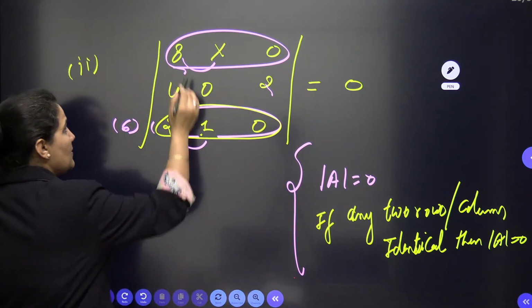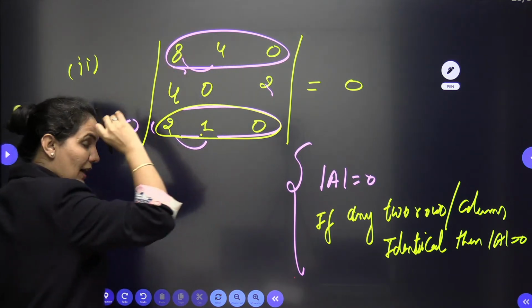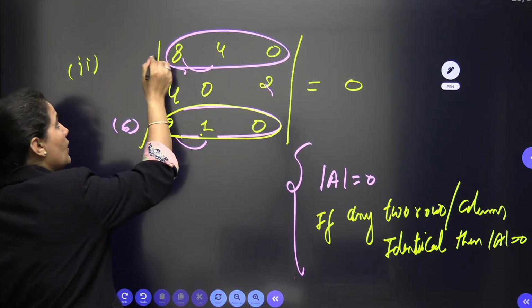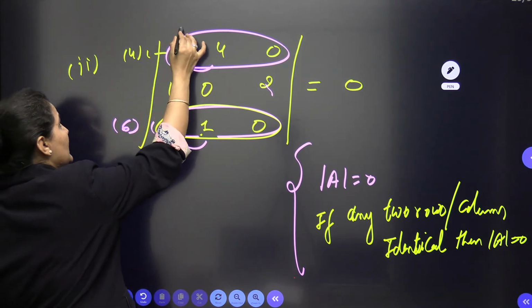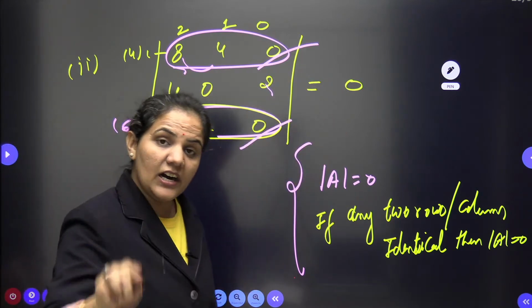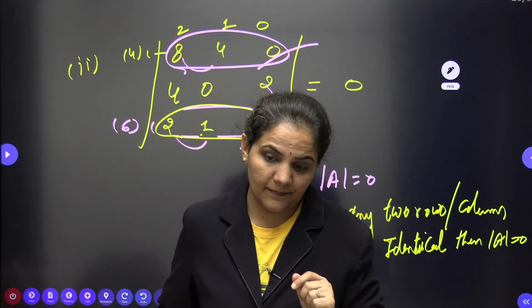So how is this possible? Ma'am, this is only possible when you are putting 4 here. Okay, even if I don't have an option, I can still go here. If I put 4 here and take 4 common, then it is possible to have 2 1 0. Hence in this case the first and third rows are identical, and hence my determinant is 0.